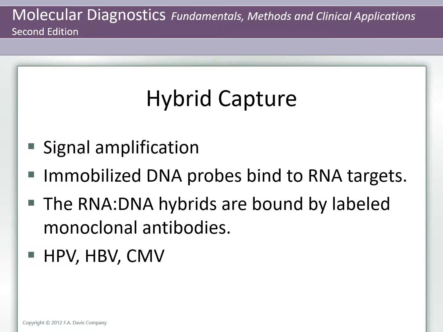Hybrid capture is another signal amplification technique in which the target DNA is not amplified. Instead, the DNA is isolated, bound to RNA, and is recognized by multiple antibodies to the target probe hybrid molecule. This assay has been marketed primarily for detection of human papillomavirus in genitourinary specimens, but is also available for detection of hepatitis B virus and CMV.